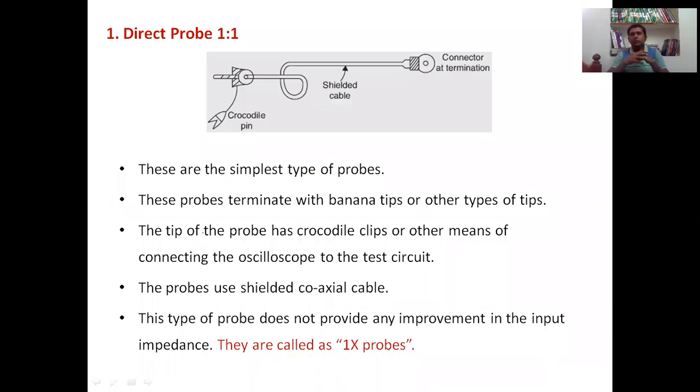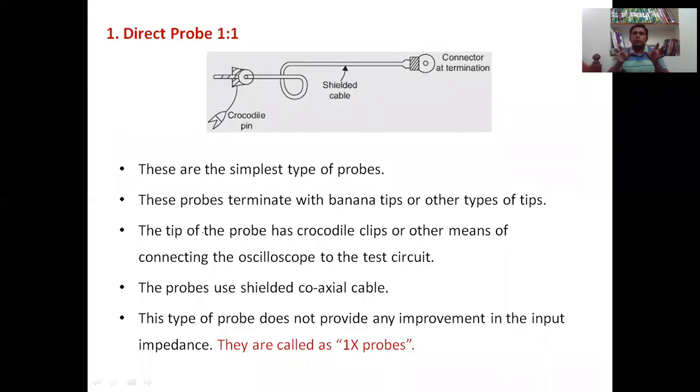In the beginning of this class, I gave the basic structure: the circuit, then the probe, and the output device, the CRO. These three combined give a full-fledged application. The circuit output is carried by the probe, and then it is displayed on the screen of the CRO.